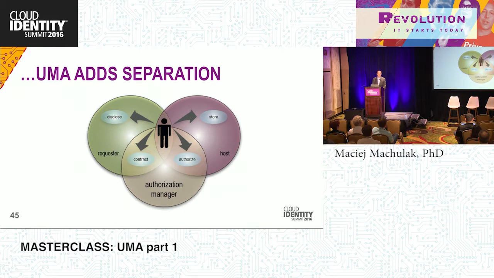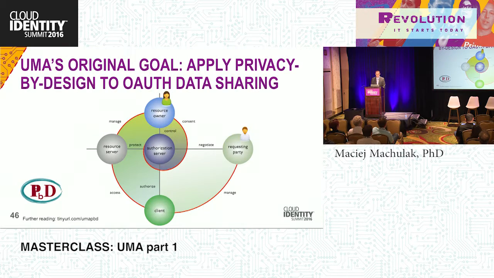And UMA adds a clear separation. The authorization server is yet another component which connects to one or many resource servers. This authorization server manages relationships between clients, which were previously called requesters, and resource servers, which were previously called hosts. Initially, we wanted to change the way OAuth works, or add new features to OAuth. We wanted to apply privacy by design characteristics to data sharing, which is done with the OAuth protocol.